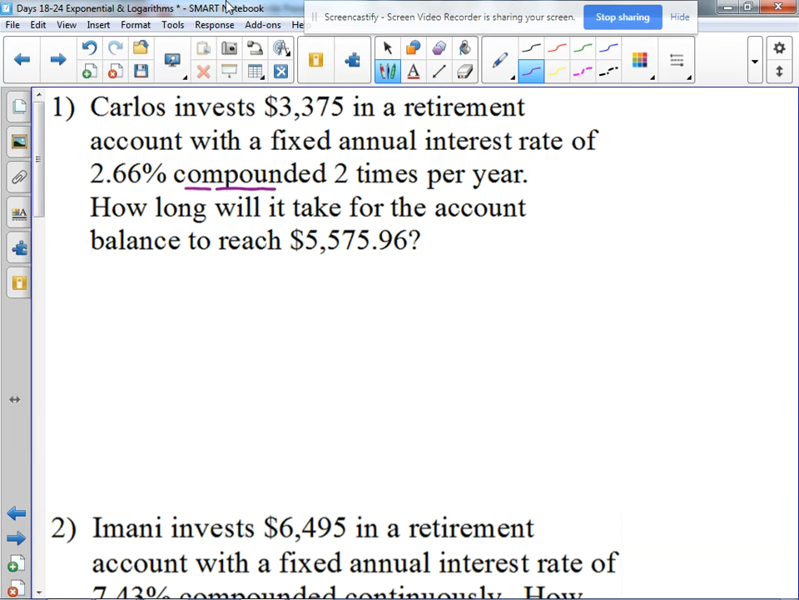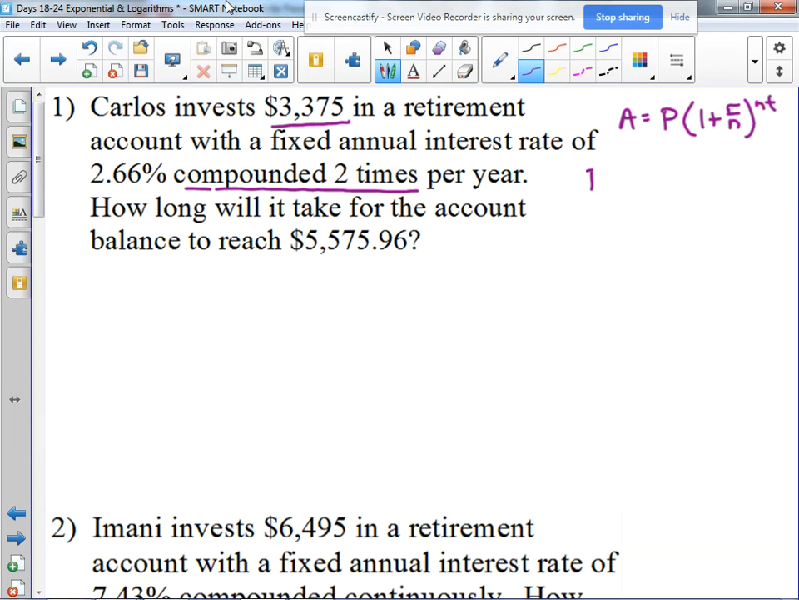Once I see that it's compounded 2 times per year, let's remind ourselves of that formula. It's A equals P times 1 plus R over N to the NT. Okay, that is something that I expect you to have memorized. All right, so let's go back through our problem and see what information they give us.